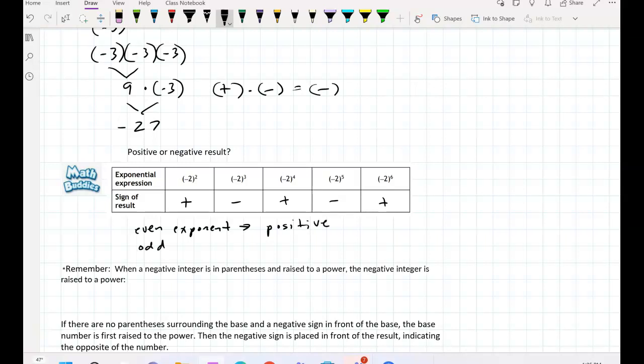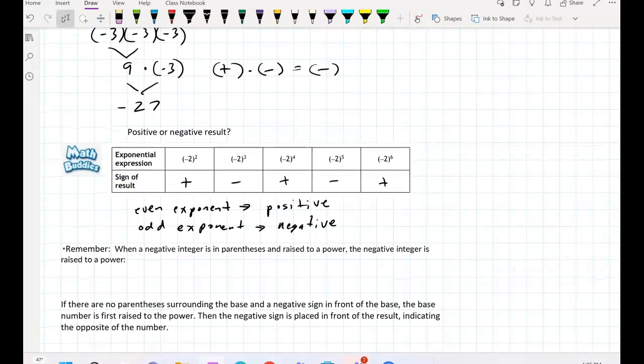And when there is an odd exponent, then the result will be negative, just like when you were multiplying other integers together before. So, always remember, make sure you write this down, when a negative integer is in parentheses and raised to a power, that negative integer is raised to the power.